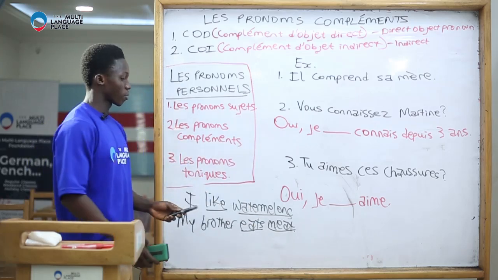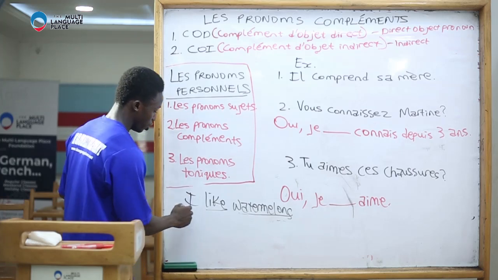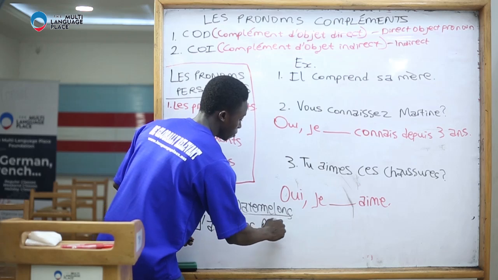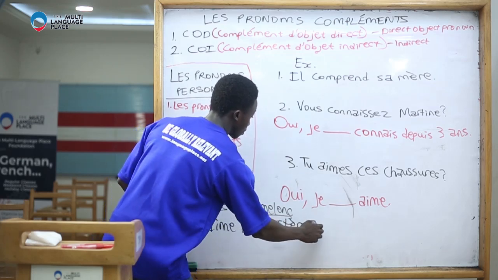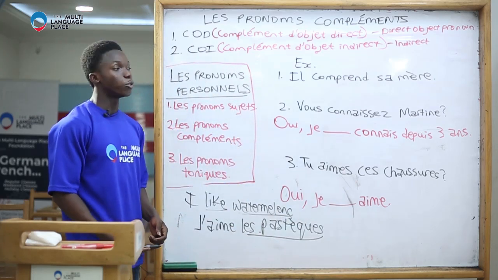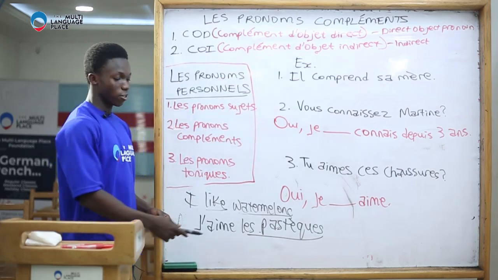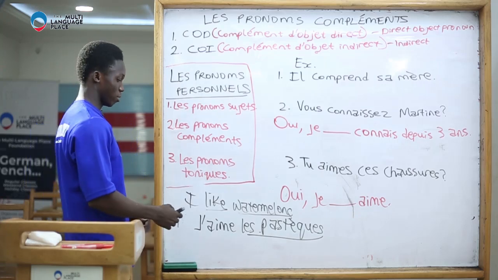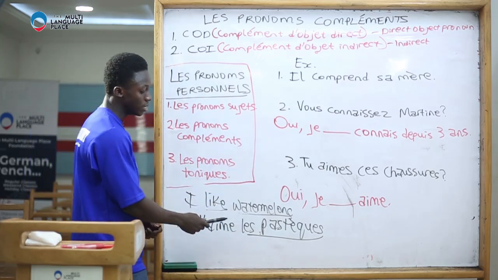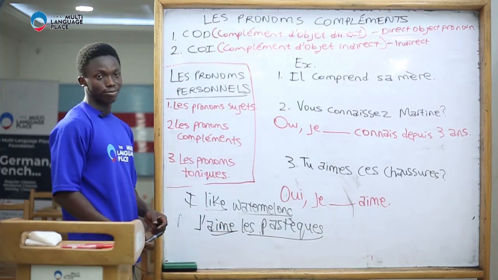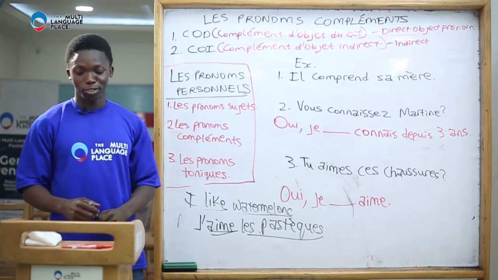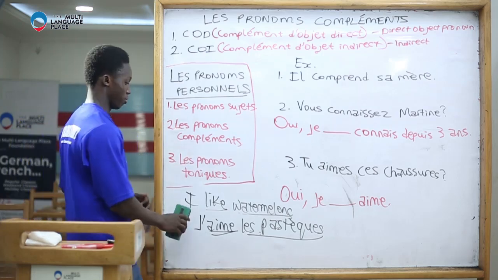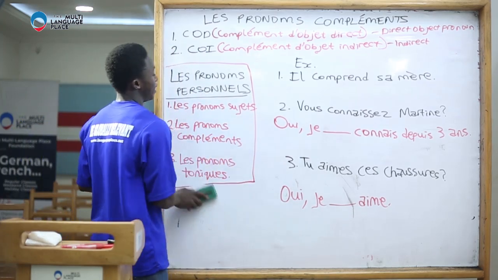So in the same way, if I say j'aime les pastèques, les pastèques est un complément d'objet direct, that is COD. Why? Because it is acted upon immediately by the verb. No link. Direct object pronouns, complément d'objet direct. So let's see how many direct object pronouns we have in French and how they are used.